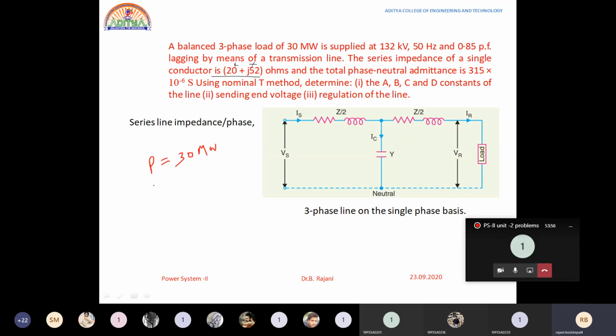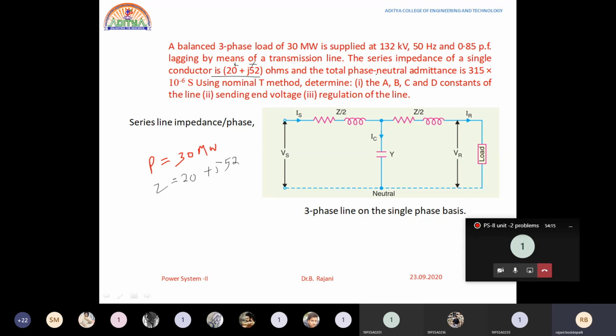What Z had he given you? Z is equal to 20 plus j52 he had given you. All of you try this problem at home. Listen to me first. Try this problem and come for tomorrow's class.